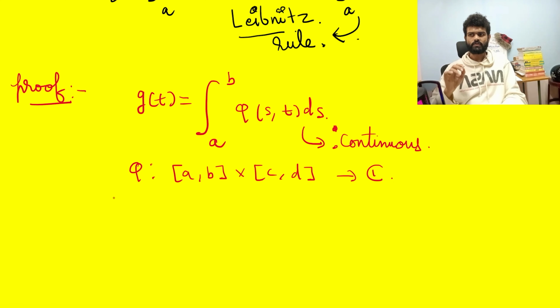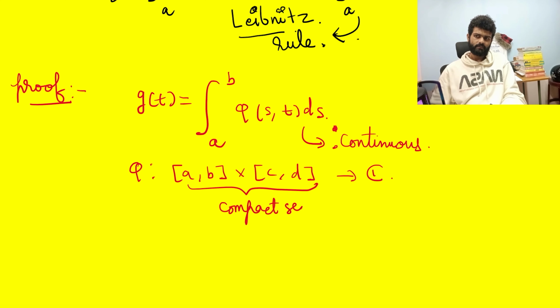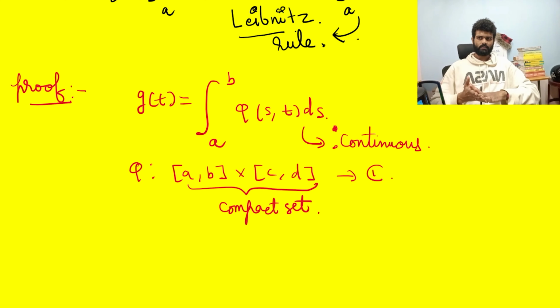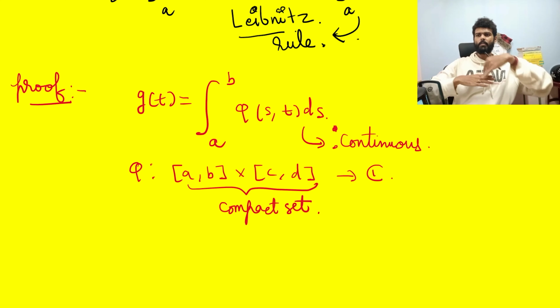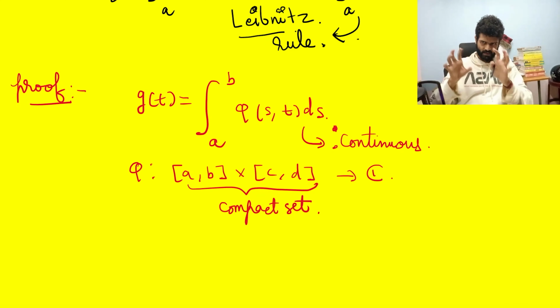It's given that the function phi is continuous. Now, this particular domain is called compact. It's a compact set. Compact set means that if you cover this set with any number of open sets, then this compact set can be covered by a finite number of those open sets. Among all those collections, you can pick a finite number of them and cover it.